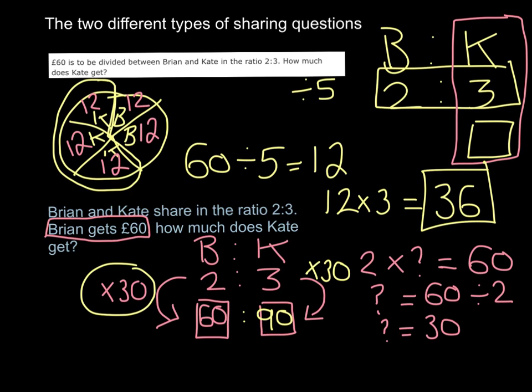So remember, the key to the question is to decide what style of question it is. The first one said £60 is to be divided by 2 people, whereas the second question had Brian and Kate, and it told you what one of the people got, which means you needed to work out the other one, so it didn't tell you the original amount to share. Always read the questions carefully.